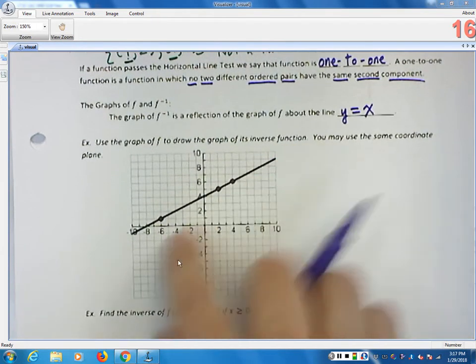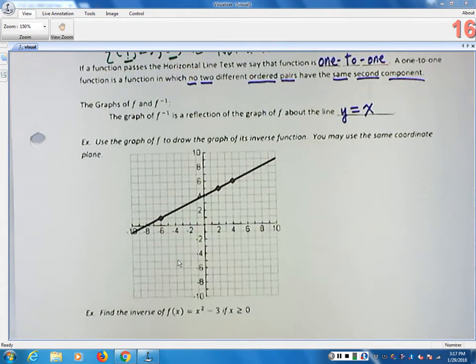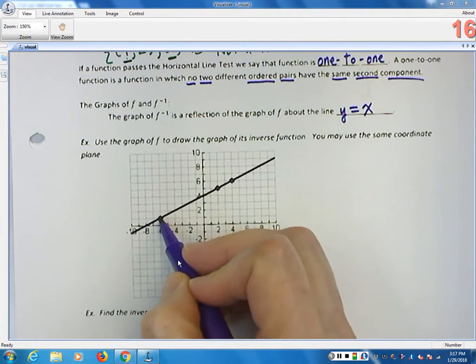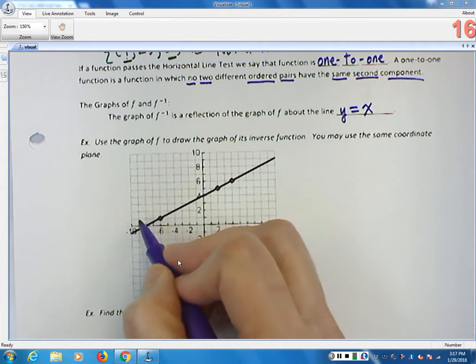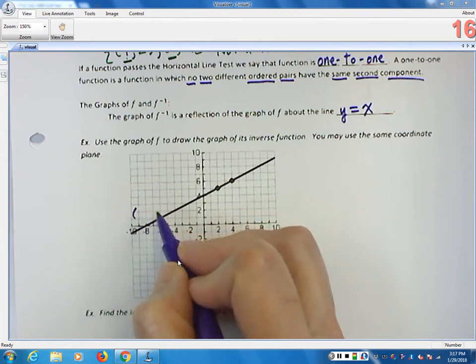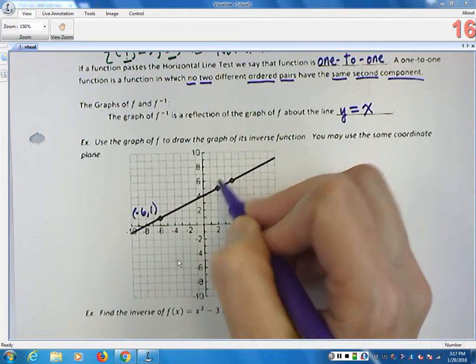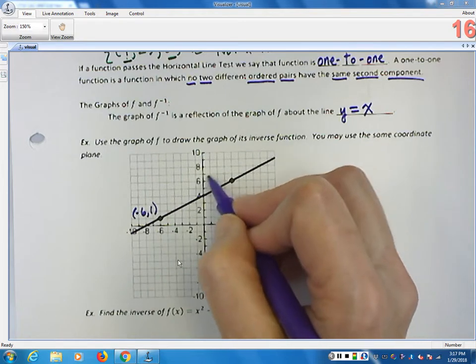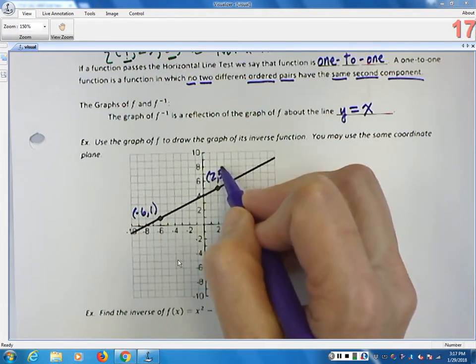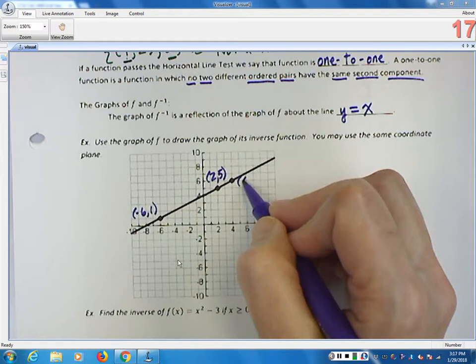We're going to use the same coordinate plane. I don't know how we do that if we had to go out here, but okay. We got permission to use the same coordinate plane. So the thing is, just label these points. This is (-6, 1). This point is (2, 5). And this point is (4, 6).